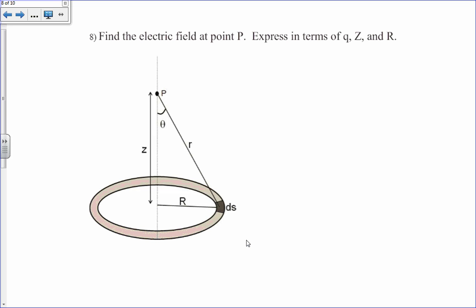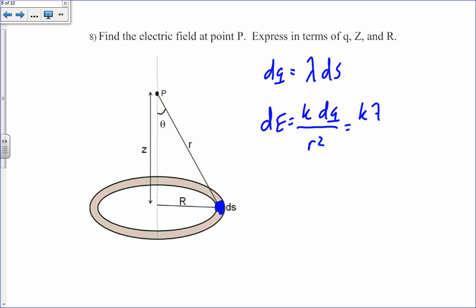First we want to consider a charge element, which we'll call dq. It's the charge on this little section of the ring, and that charge is equal to lambda, the charge per unit length, times ds, the length of this little segment. Then I can find the electric field just due to that little section: dE is k dq, k times the charge on that little segment, all over r squared. And since dq is lambda ds, I can write it like that.